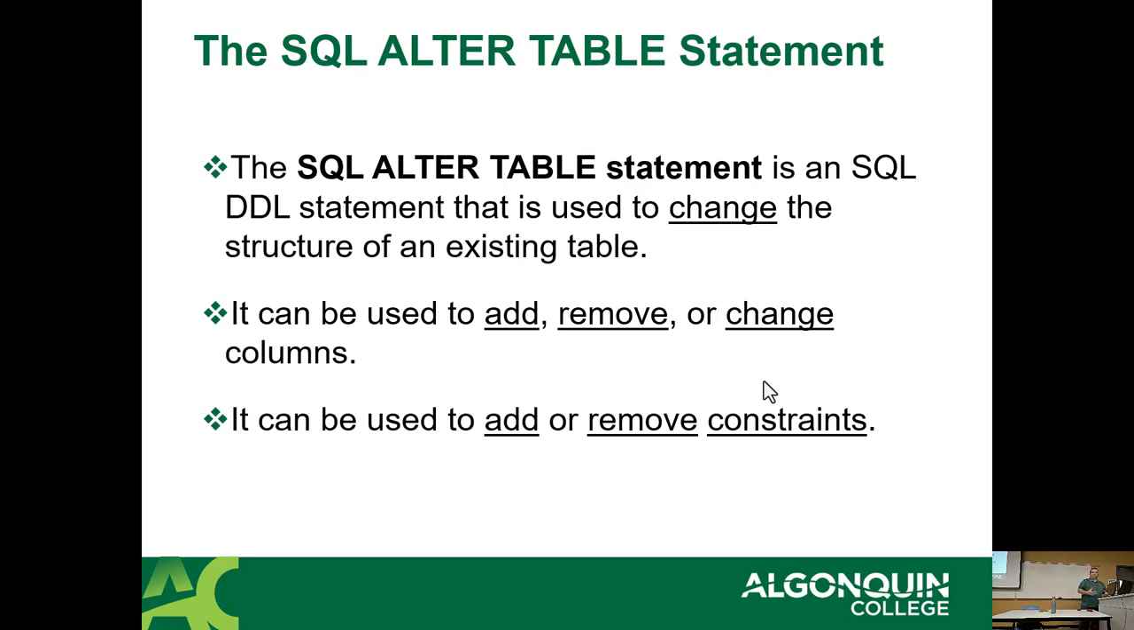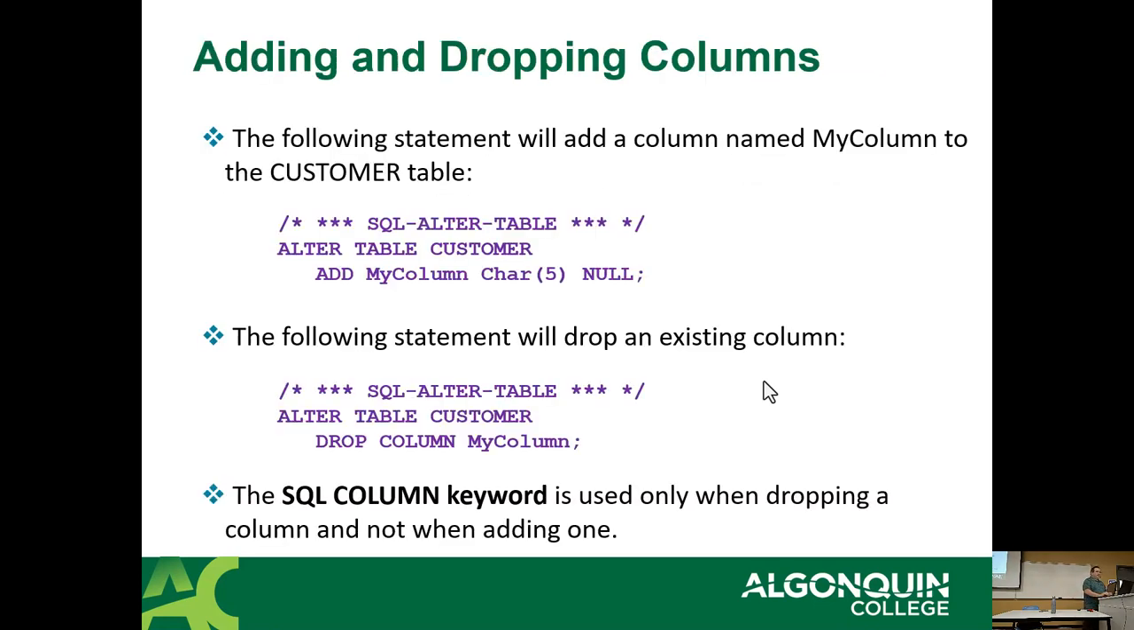Alter table allows you to change the structure. You can add, remove, and change columns. You can use it to add and remove constraints. So you can actually drop primary keys. You can remove check constraints. You can set the defaults on certain columns, that kind of thing. So the most common task you guys are going to do is adding and removing columns manually.